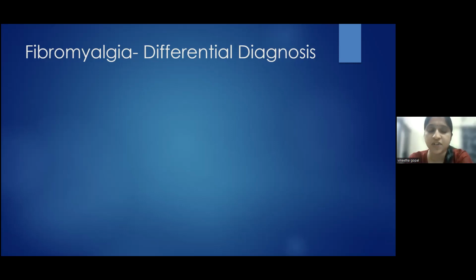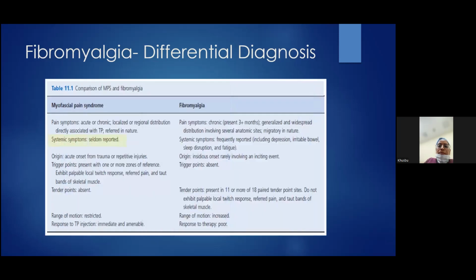Another important point I told in the previous slide is sleep disturbances. Sleep disturbance and other symptoms: bowel and bladder disturbances, headaches, all these systemic symptoms. These are common in fibromyalgia, not in myofascial pain. So systemic symptoms are seldom reported in myofascial pain.